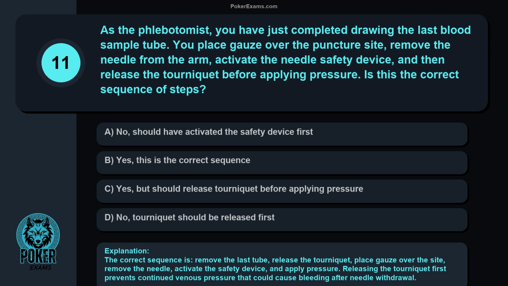The correct sequence is, remove the last tube, release the tourniquet, place gauze over the site, remove the needle, activate the safety device, and apply pressure. Releasing the tourniquet first prevents continued venous pressure that could cause bleeding after needle withdrawal.